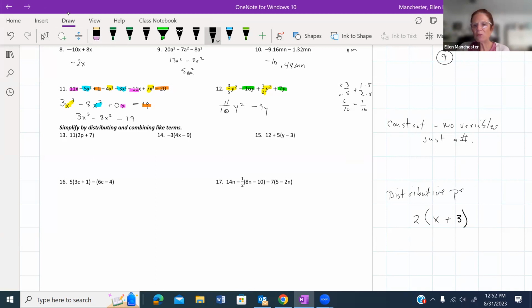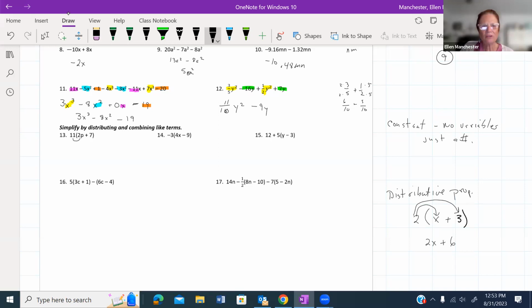Distributive property just means you're going to take the 2 and multiply it by the x. So 2 times x is 2x. And then I'm going to come back out, take the 2 and multiply by the 3. So 2 times 3 is 6. So I'm literally taking the outside and multiplying it by everything on the inside of the parentheses. That's the distributive property. Some people call it distributive property of multiplication over addition, right? So you're multiplying, and then you're adding the 2 terms. So that's literally all you're doing.